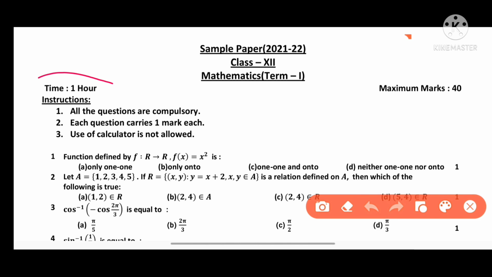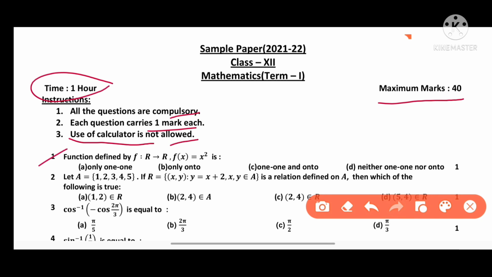Time for the exam is 1 hour and maximum marks are 40. All of the questions are compulsory. Each question carries 1 mark. Use of calculator is not allowed.